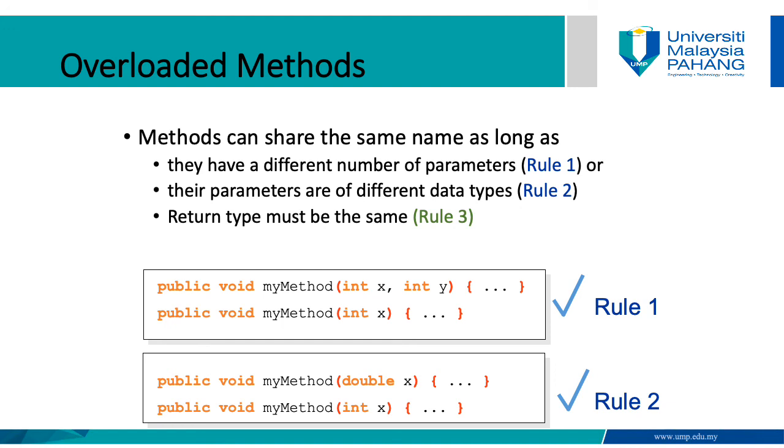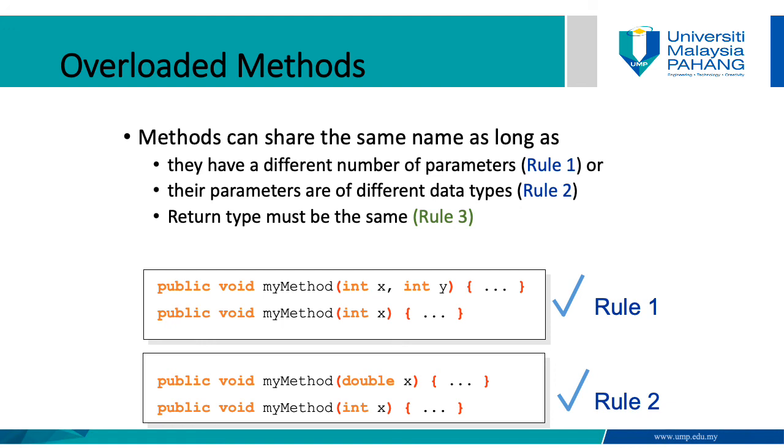Yes, methods can share the same name as long as they have a different number of parameters. That is rule one. Second, their parameters are of different data types. And rule number three, the return type must be the same. Okay, let's look at the example here. Rule 1, where they have a different number of parameters.